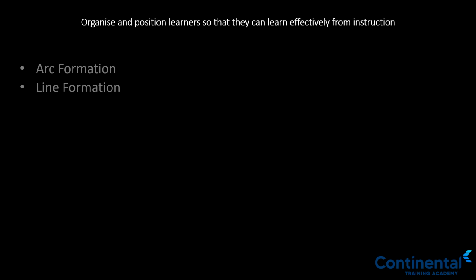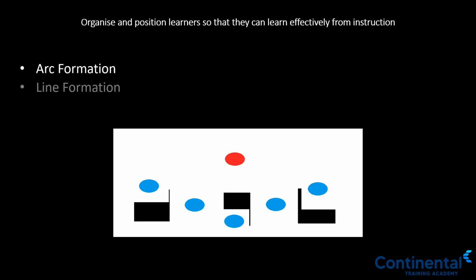Organising and positioning learners effectively is crucial for maximising the learning experience, especially in physical intervention training where visual and practical demonstrations play a significant role. So arc formations are when you arrange learners in an arc or a semicircle around the demonstration area, and this formation allows for a clear line of sight for all participants, facilitating better visibility of the techniques being demonstrated.